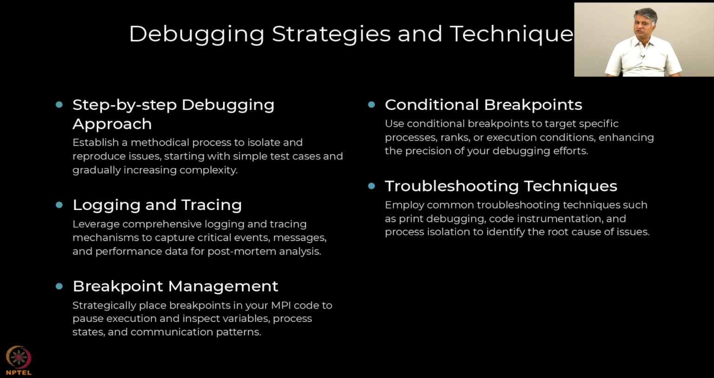Strategically, you need to place breakpoints in your MPI code to pause execution and inspect different variables, see how the variables change, how the process states change, and what the communication patterns are. Put in conditional breakpoints to target specific processes, ranks, or execution conditions if you suspect something funny is going on in particular processes. This will enhance the precision of your debugging efforts. And you can also use basic, commonly used techniques like print debugging, code instrumentation, and process isolation to identify the root cause of a program's non-performance.